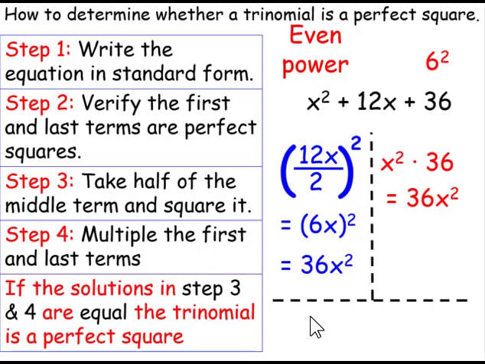If the solutions in step 3 and 4 are equal, the trinomial is a perfect square. As you can see, they are equal. Therefore, we could just write our answer, x plus 6 squared.